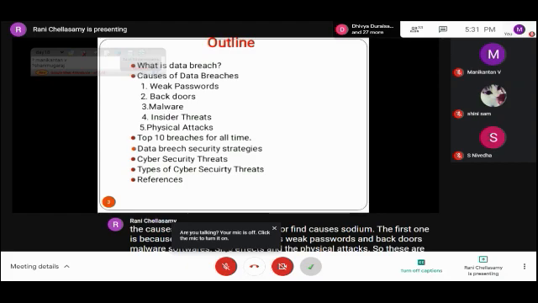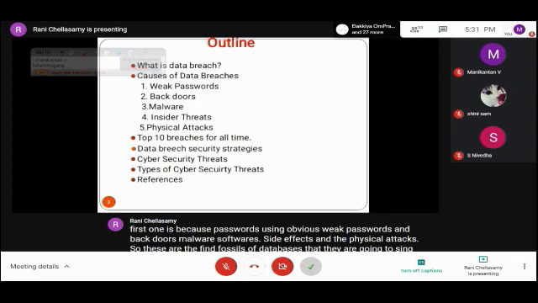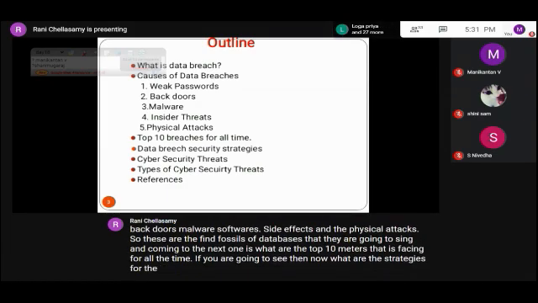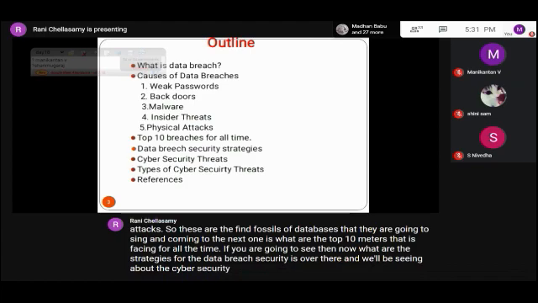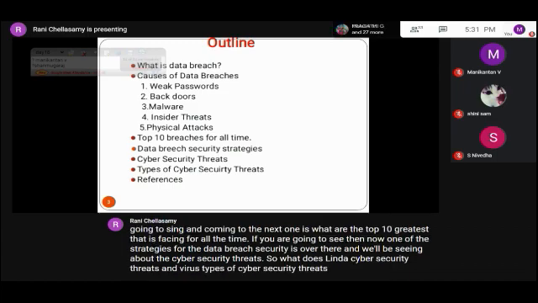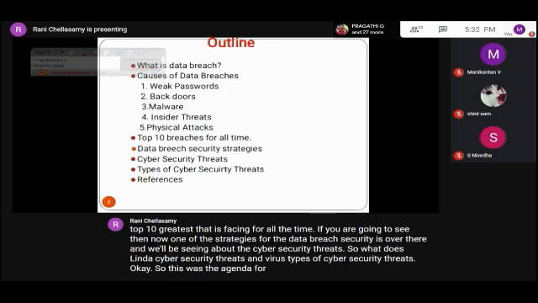Coming to the next one, what are the top 10 breaches that are faced all the time. Then what are the strategies for data breach security. And we'll be seeing about cyber security threats: what is meant by cyber security threats and what are the types of cyber security threats. Okay. So this was the agenda for today's session.